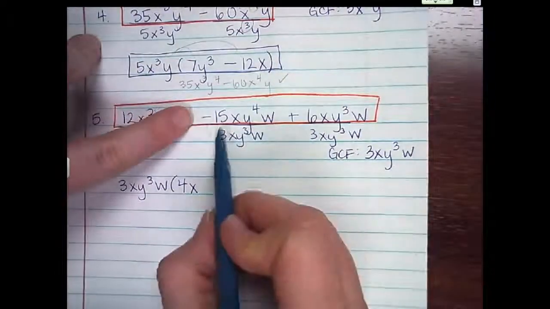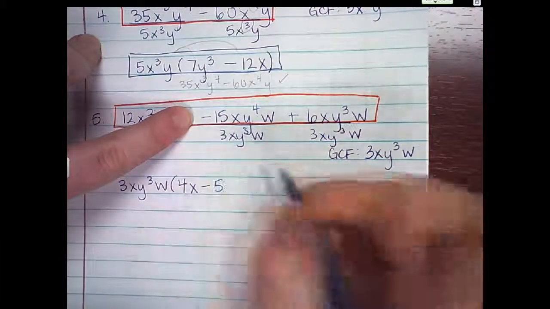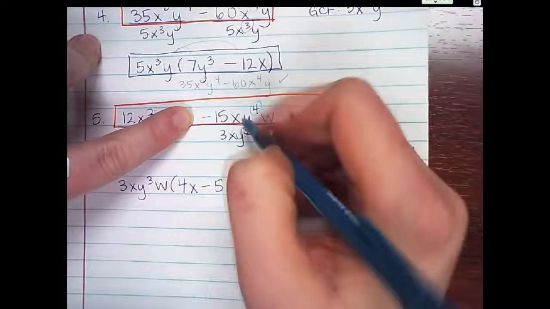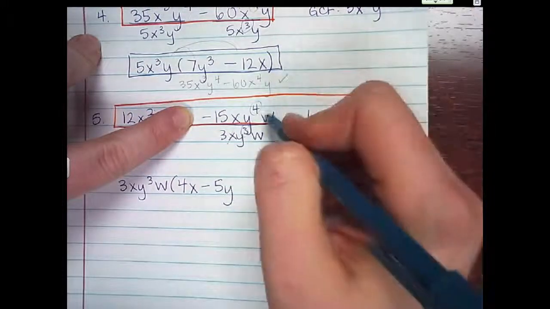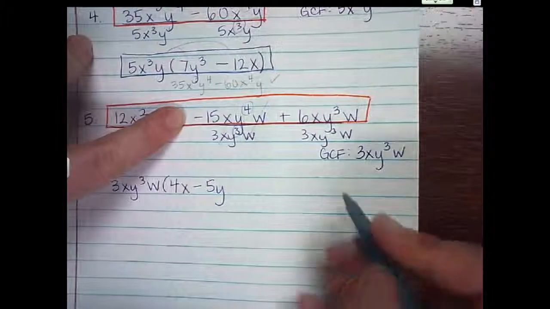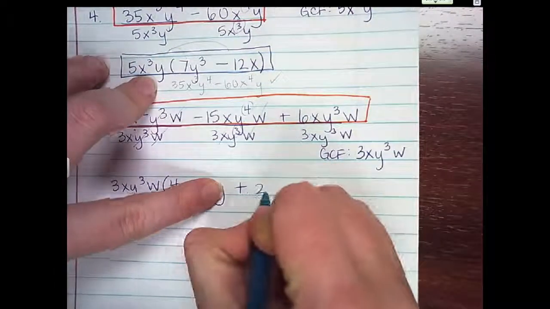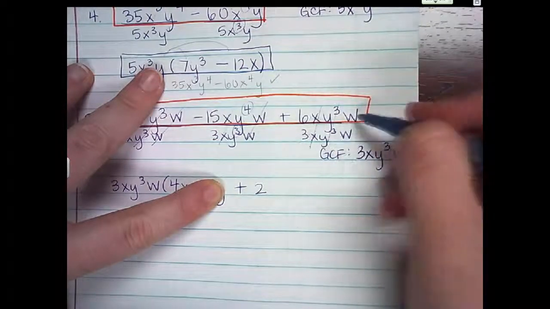Okay, next one. Minus 15 divided by 3 is 5. My x's go away. 4 minus 3 is 1. My w's go away. Plus 6 divided by 3 is 2. My x's go away. My y's go away. My w's go away.